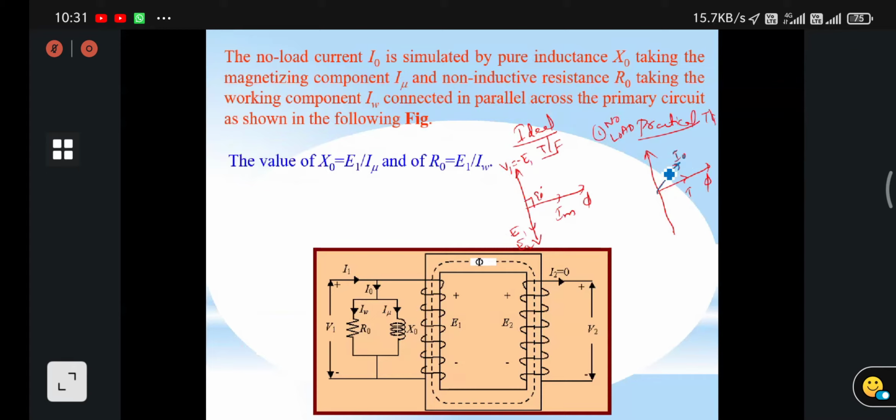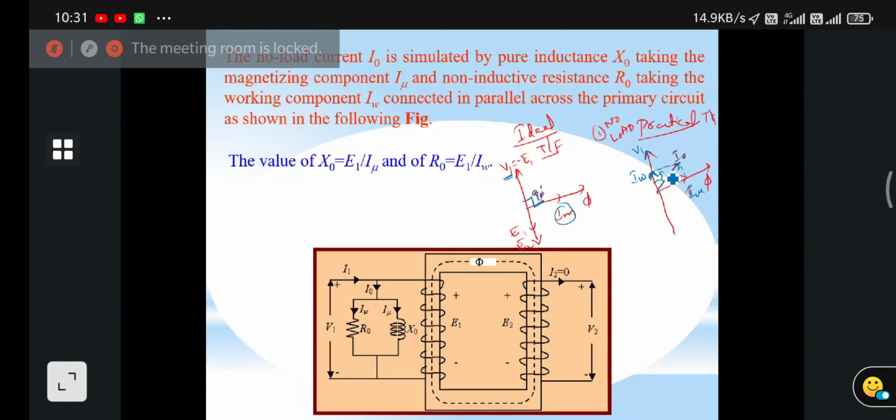So from this we have the no load component of current, which has two components, IW and IB. This IW is in the same direction as V1 here. So here Im lags, or V1 leads Im, by exactly 90 degrees. But here I naught lags V1 by less than 90 degrees. You should always remember less than 90 in no load. In the ideal transformer, it is 90.